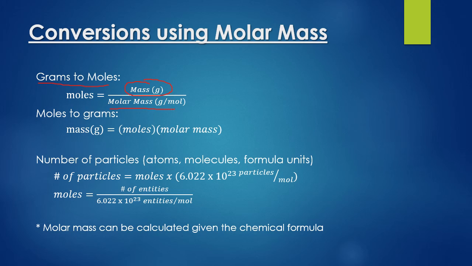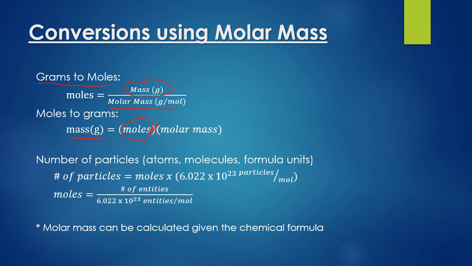Now remember, molar mass you will most likely need to calculate. The units on it are grams per mole. When you calculate the molar mass, you need the chemical formula and the periodic table. To calculate from moles to grams, given the mole amount, you're going to take the amount of moles given and multiply it by the molar mass.